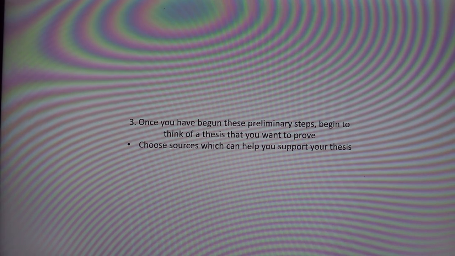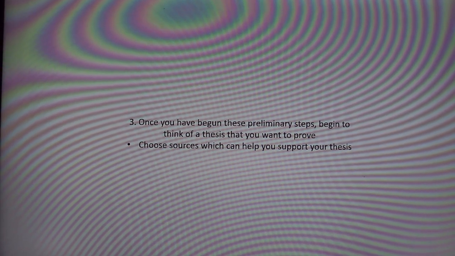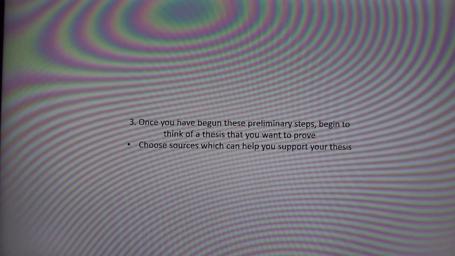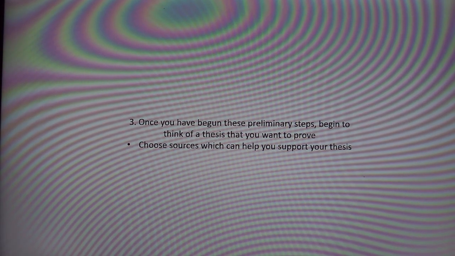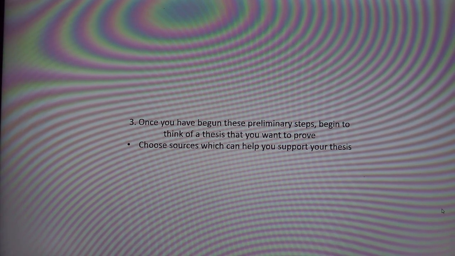In addition, once you have these preliminary steps begun, start keeping track of where you're getting information from, and then begin to think of a thesis that you want to prove. Why is your work important? What are you contributing? While I know many of you are like, I'm just a beginning student, or I don't have a focus on this, just think, I always think, why am I writing this? What do I want to say? Choose sources that help you support that. And these are just preliminary. You can change your thesis when you're writing, but just get something down.